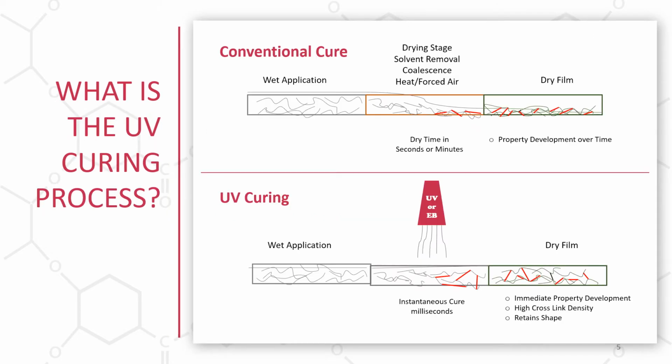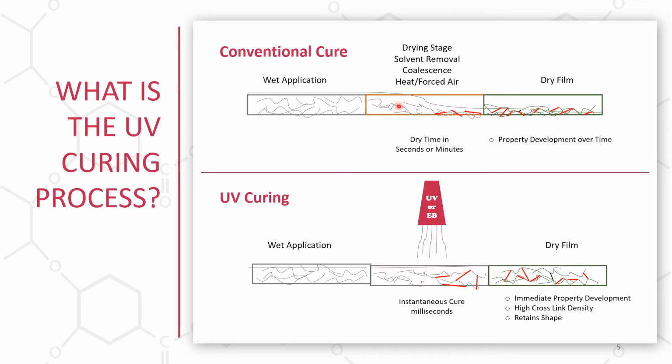So what is the UV curing process? On this slide, I have a comparison between conventional cure and UV curing. In conventional cure, and this is something we're all very used to seeing, it's basically watching paint dry. You have your wet application here, and you lay it down at a certain thickness. It then goes into a drying stage. This is to remove the solvent. It allows the coating to coalesce, and you use heat or forced air to dry it.